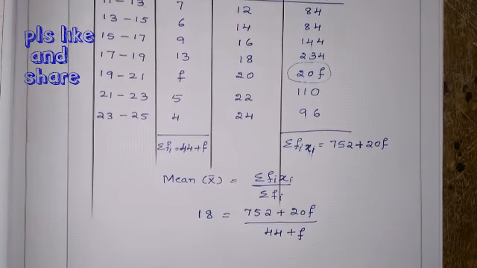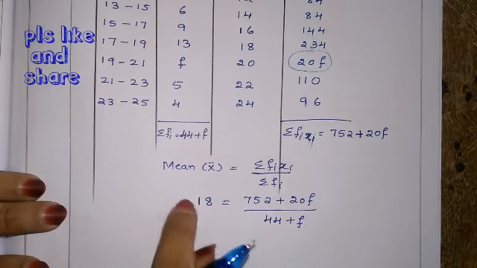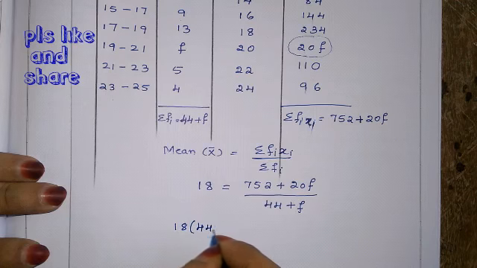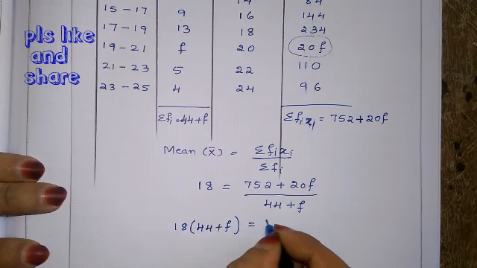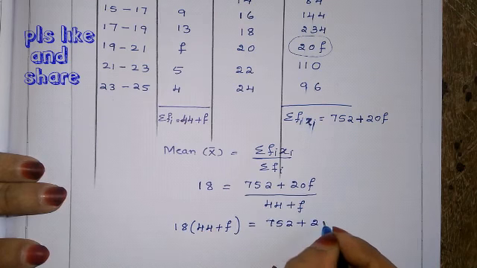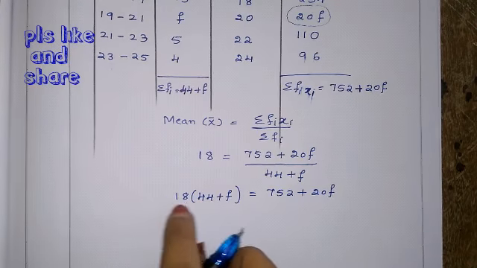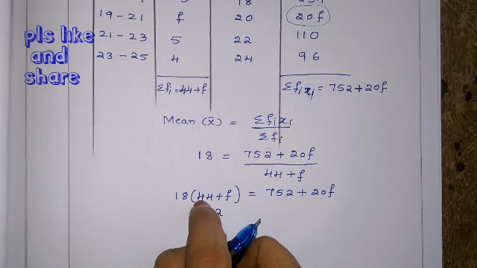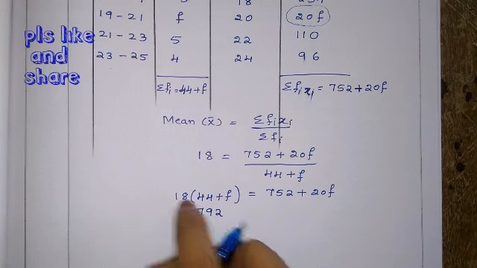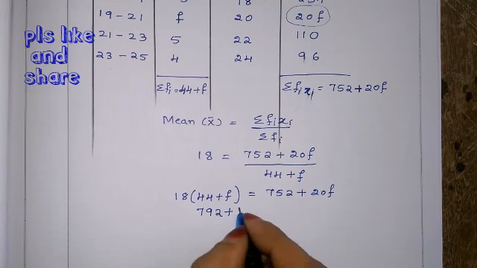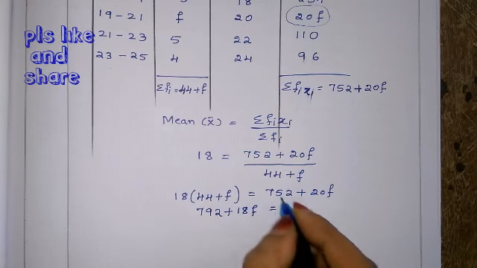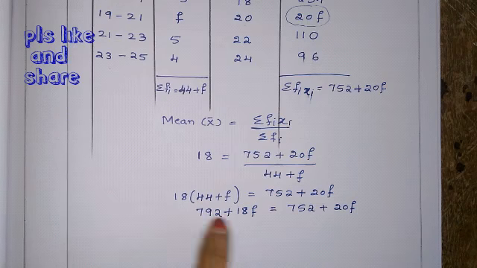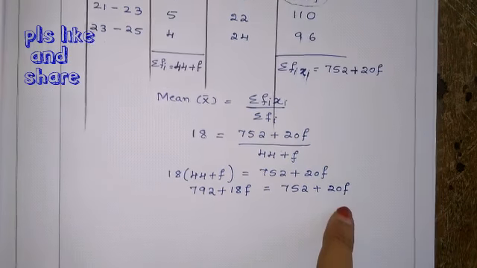Okay, clearly I have explained this. Now a divide will become multiply. If we bring this side, we will multiply: 18 into 44 plus f is equal to 752 plus 20f. 18 into 44 is nothing but 792. Then plus 18 into f, 18f, is equal to, this side I will write as it is, 752 plus 20f.